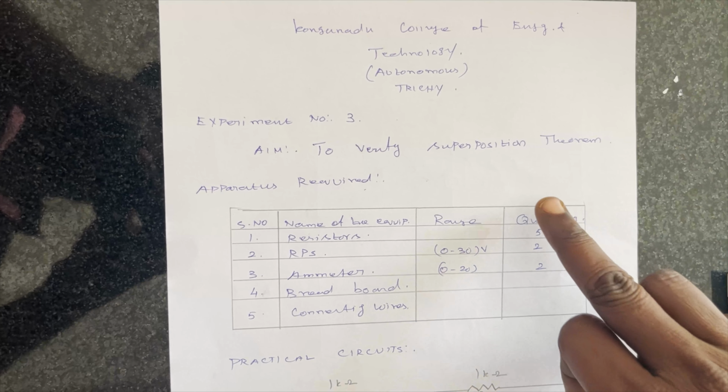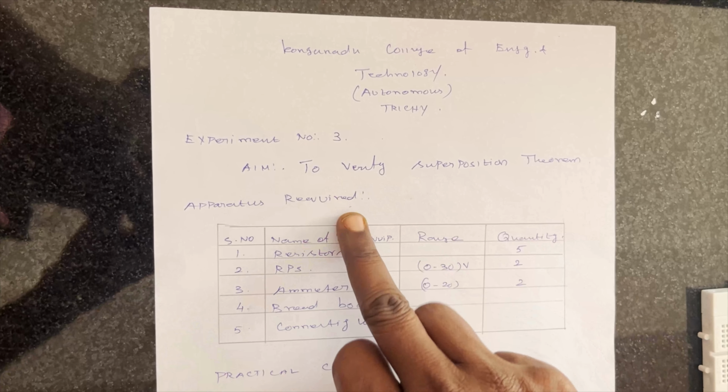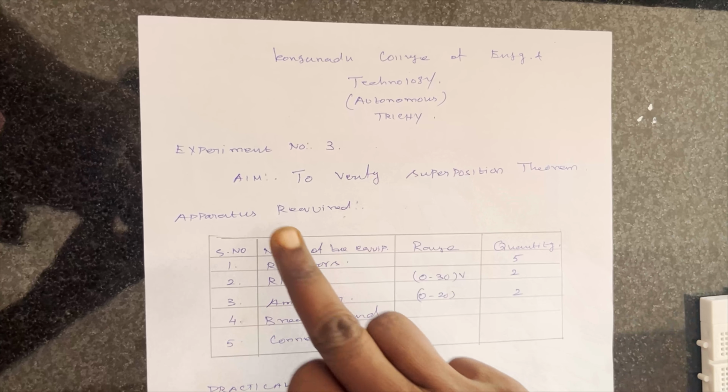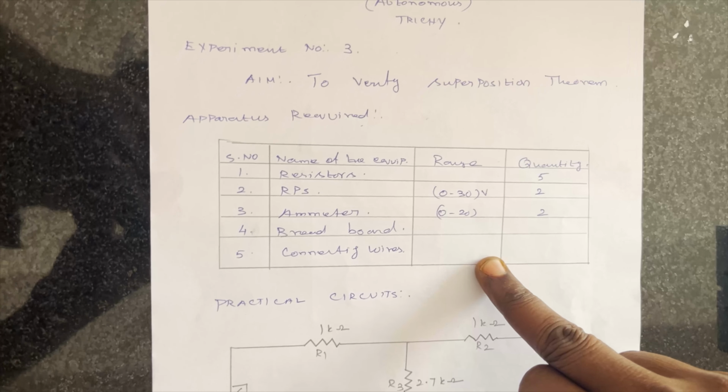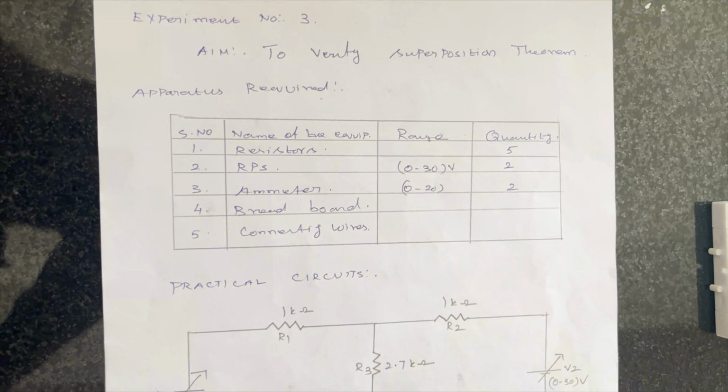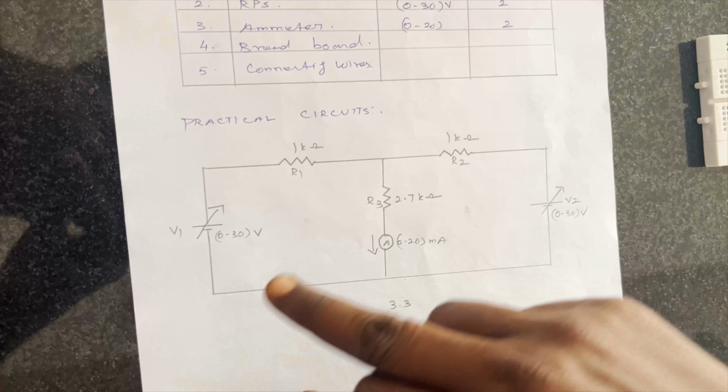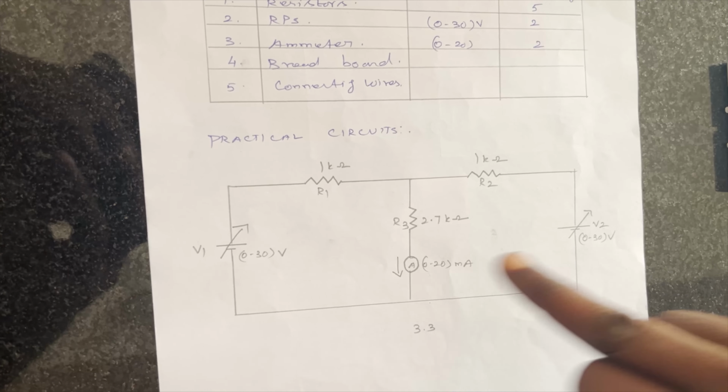Friends, our CD lab experiment number 3: superposition theorem. Aim: to verify the superposition theorem. This is the apparatus required table. This is the practical circuit. In the superposition theorem we have V1 and V2.